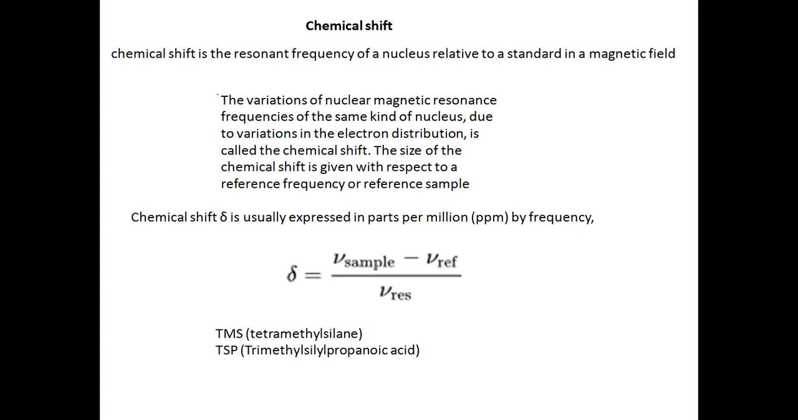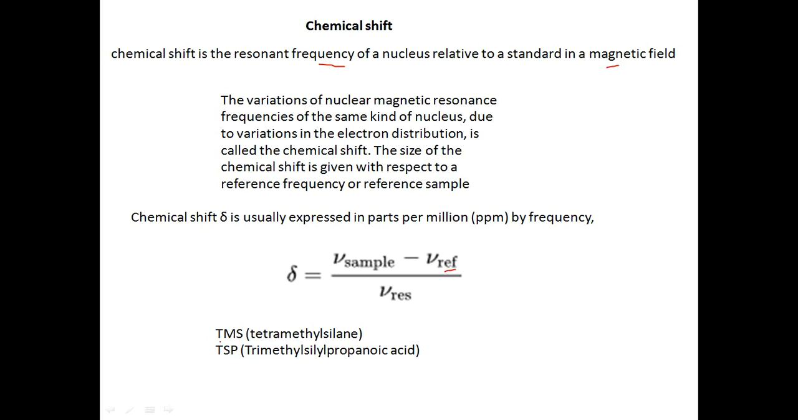So this frequency that you get, based upon the proton or the nuclei which is undergoing the resonance, has a particular frequency. That is explained or studied with respect to a concept called chemical shift. Chemical shift is the resonant frequency of a nucleus related to a standard in a magnetic field, right? Whatever signal is given by a particular sample is correlated to a particular reference sample in the NMR experiment, right?